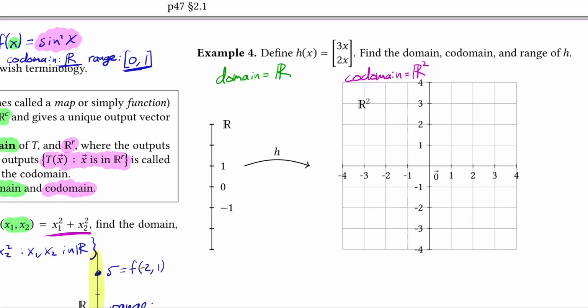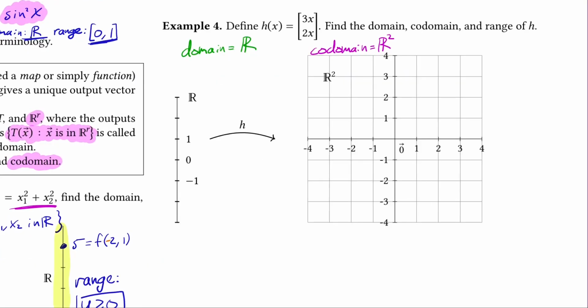So let's see, what is the actual range of this? Is the range of this all of R2? We can write it on the side here. The range is the set of vectors that can be written as (3x, 2x) for any x in the domain R. And can you get any vector in R2 written in that form?